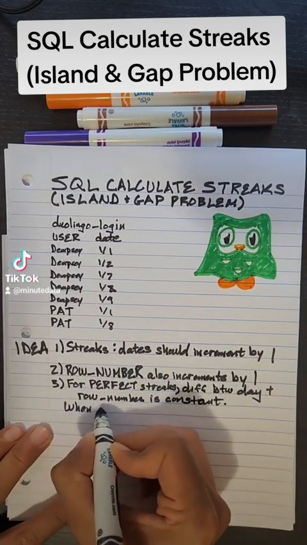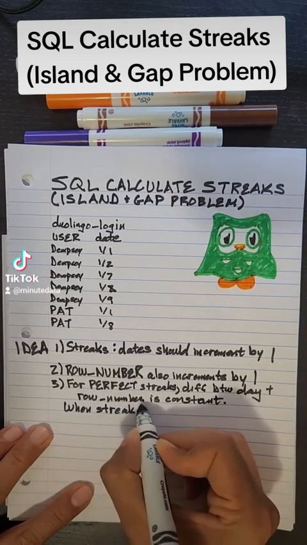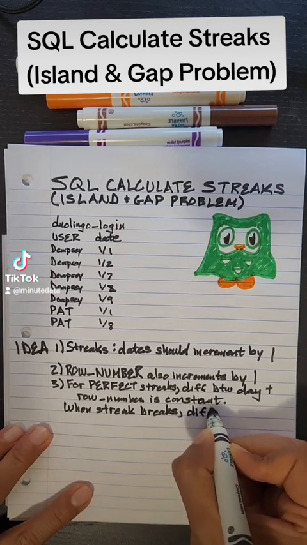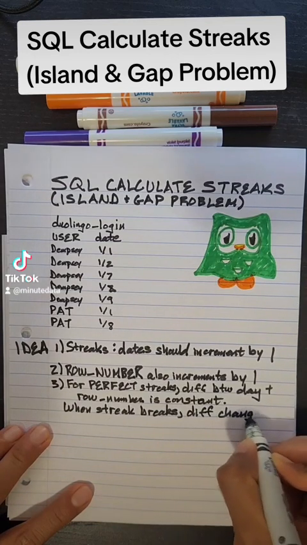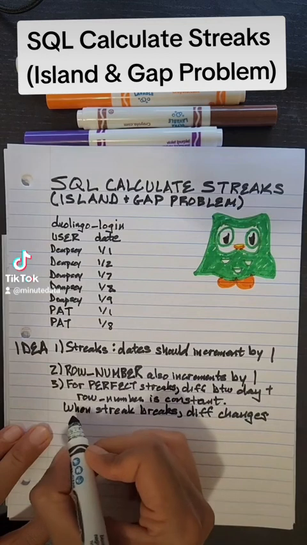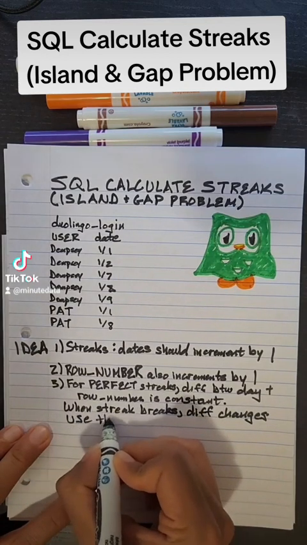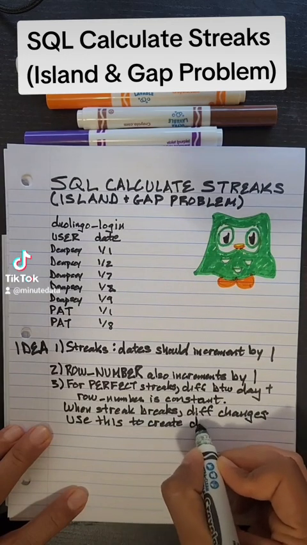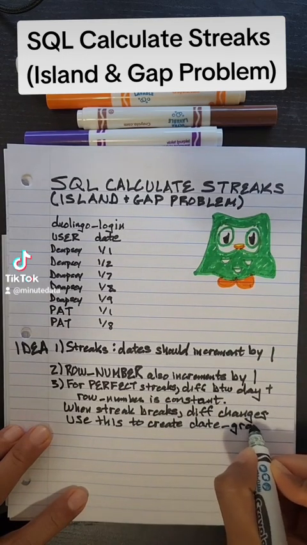But when a streak breaks, this difference changes. So we're going to use this idea to create something, let's call it date group.